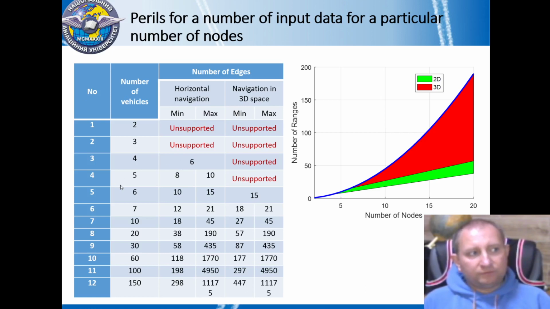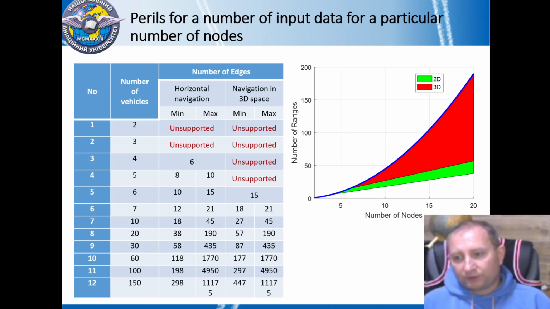If we have 5 vehicles, the total number of edges in the network of 5 nodes is 10. However, for localization in cooperative navigation, we need at least 8. That's why we need to get at least 8 edges up to 10 edges.